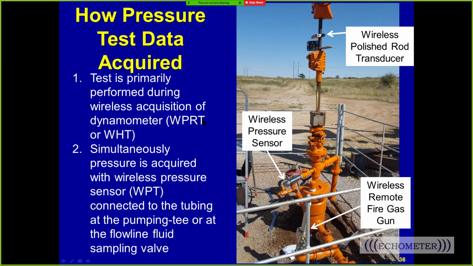All right, so here is a well with the polished rod transducer on the well, and the wireless pressure transducer on the flow tee, and the gas gun we shot at fluid level. And we're going to simultaneously acquire the dynamometer data and the tubing pressure data for a dynamometer test, and then we're going to pressure up the tubing with the pump and talk about things that we might see.